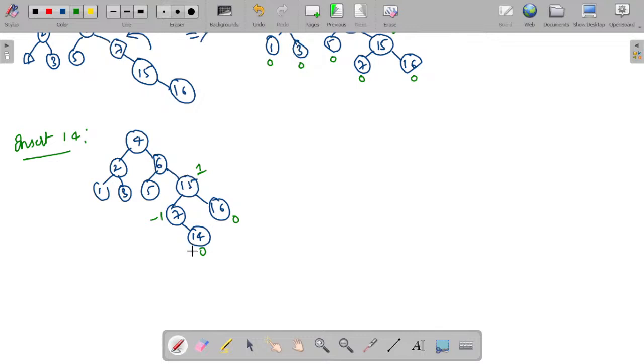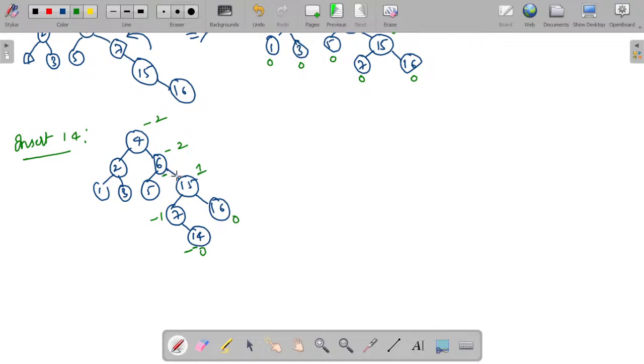The deepest leaf node is this node, so the number of edges is 1, 2, 3. So 1 minus 3 will be minus 2. And what about 4? It is 2 minus the deepest leaf node, which is 1, 2, 3, 4. So 2 minus 4, which is going to be minus 2. So now because we inserted 14 here, the balance factor is affected here.